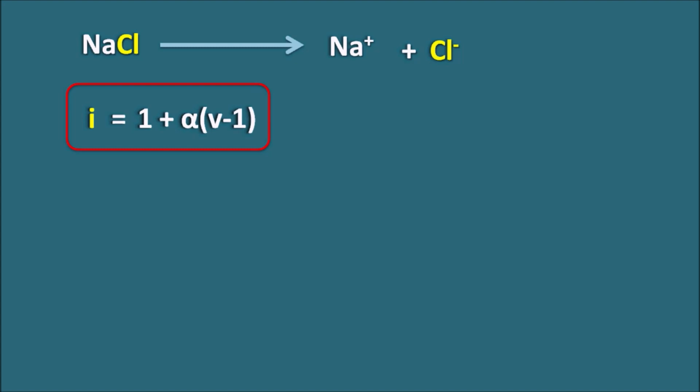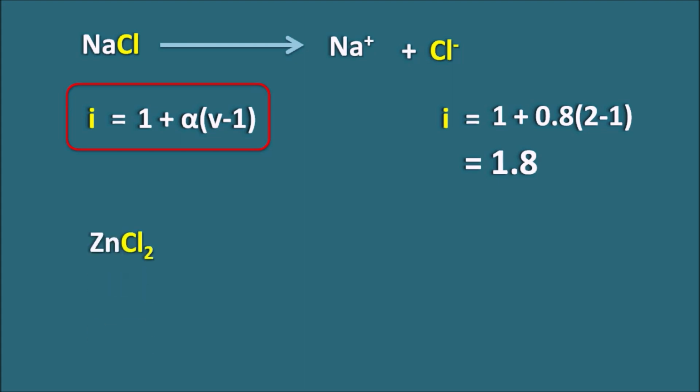Similarly, V is the number of ions formed. So here sodium chloride can produce two ions, one is sodium and another one is chloride. So V is equal to 2. So by substituting these values in this equation, i is equal to 1 plus 0.8 into 2 minus 1, which is nothing but 1.8. So we got the same value by using this equation.